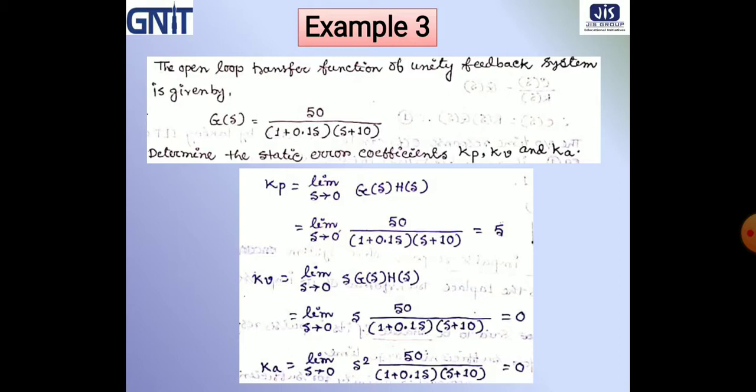Just take one example. The open loop transfer function of a unity feedback system is given by G(s) equal to 50 by (1 plus 0.1s) into (s plus 10). Determine the static error coefficients Kp, Kv and Ka, where Kp is the proportional error constant, Kv is the velocity error constant, and Ka is our acceleration error constant. Just put the formula here. You can find Kp is equal to 5, and Kv and Ka will be 100.